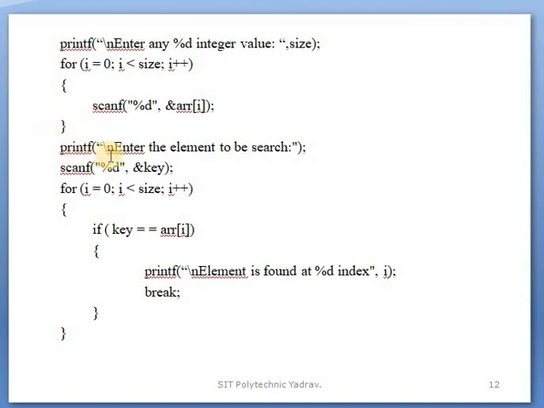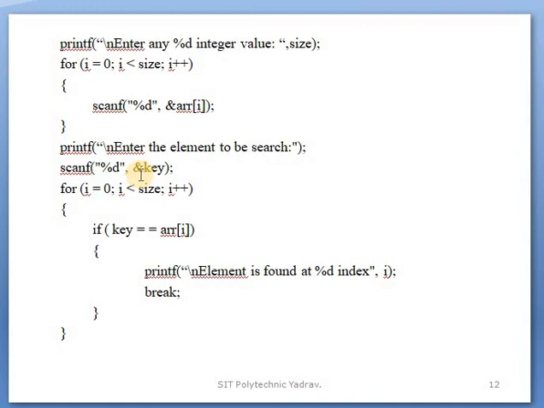Next, printf with \n means the message is displayed on a new line: "Enter the element to be searched." Through this message the user understands what input to give. Whatever input is given is the element we search for, and that element is stored in a variable key. I use %d because this is an integer number.